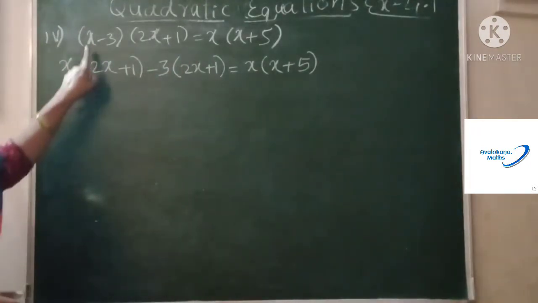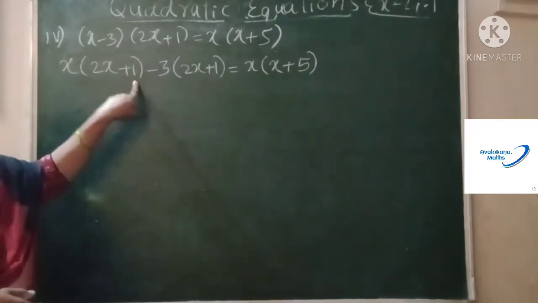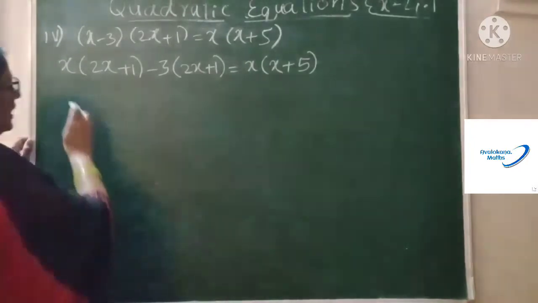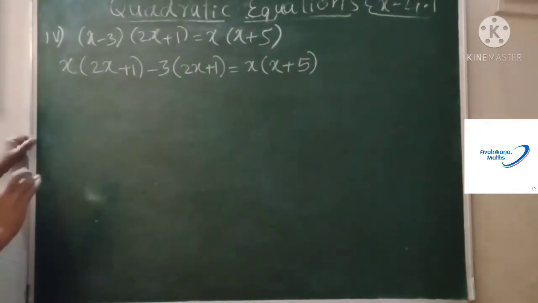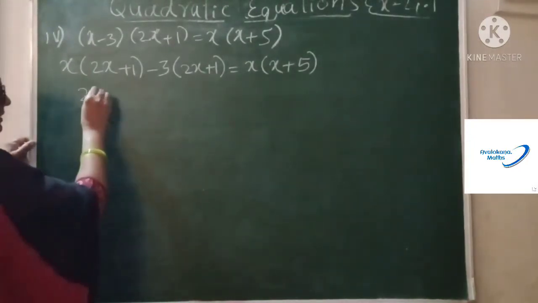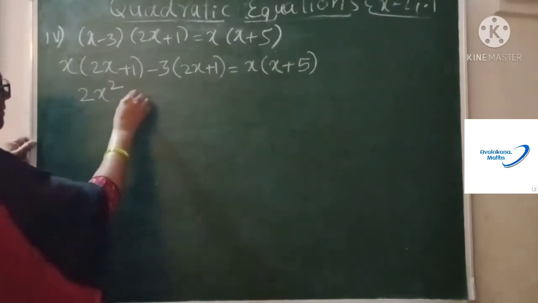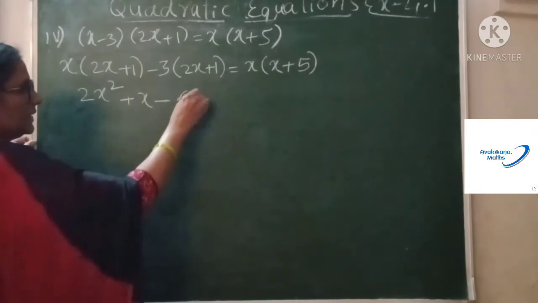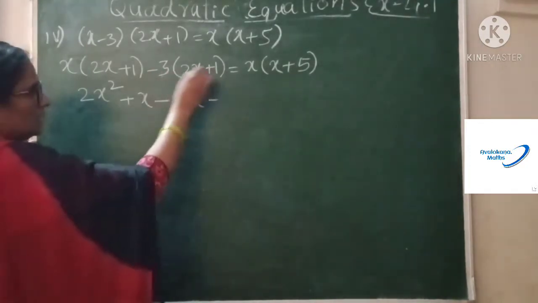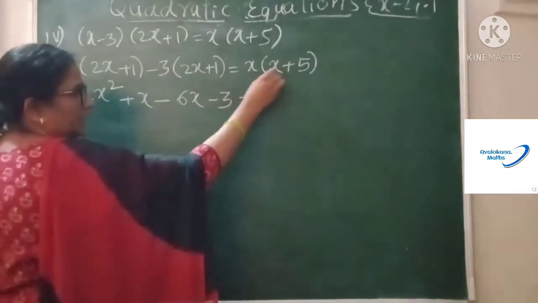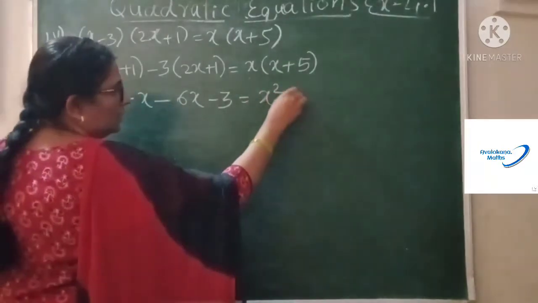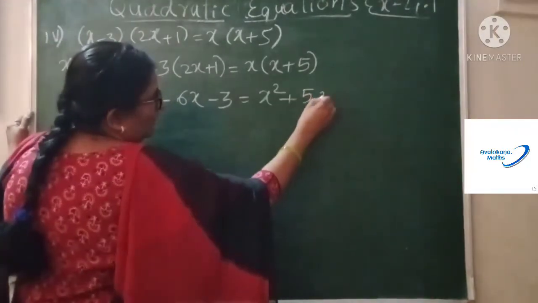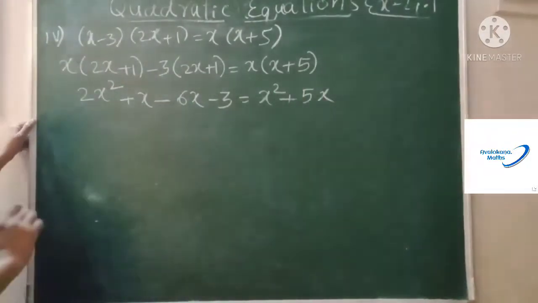Okay, now listen. x into this 2x plus 1 whole thing minus 3 into this whole thing is equal to this one, you can write. Now we'll simplify and open the bracket. x into 2x is, yes, 2x square plus x, plus minus minus 3 2s are 6x, plus minus minus 3 1s are 3. It is x into x, x square, plus x into 5, don't write it as 5x. Hope people are understanding.